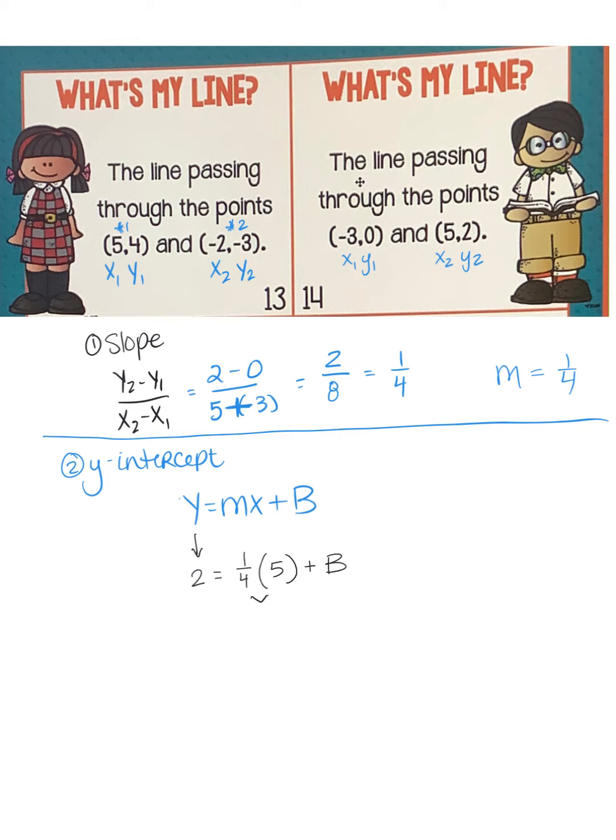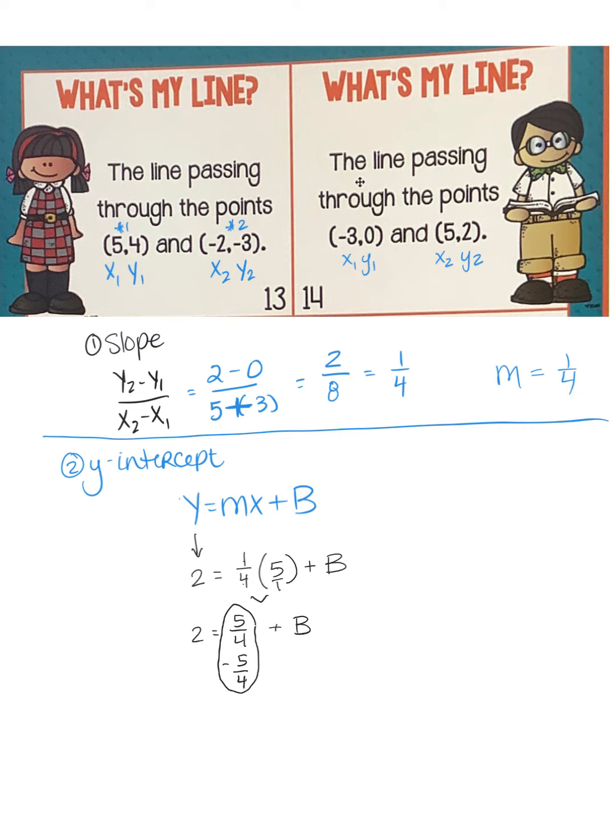Okay, from here we multiply. So now I get 2 equals 1/4 times 5. Well, that's really 5 over 1. We multiply across. 1 times 5 is 5. 4 times 1 is 4. Plus b. If I'd realized there was a fraction, I probably wouldn't have assigned this one. My apologies. But regardless, you're in 8th grade.